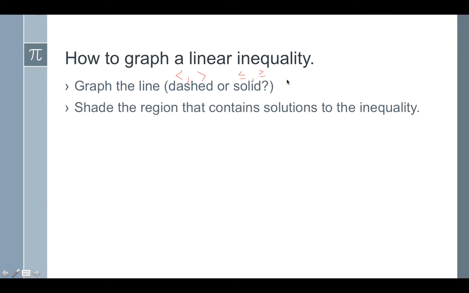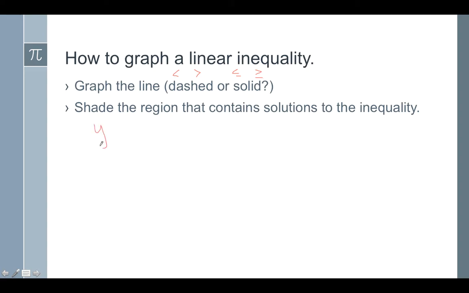After we graph the line, we're going to shade the region that contains the solutions to the inequality. We're going to call that our solution set. Every single point that's in the shaded region is a solution to the inequality. So let's take a look at what that is going to look like. Less than, greater than, less than or equal to, greater than or equal to.